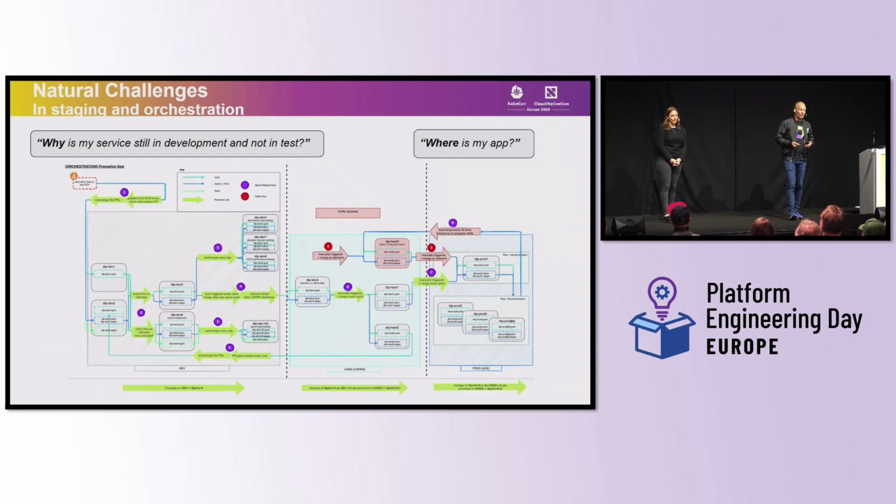There's some more challenges, right? The more stages you have, the more questions will come up. So for instance, where is my service? If I have a new version of my service, is it still stuck in a QA environment because somebody doesn't do all the testing? Is it stuck somewhere, maybe on the way to the customer? It's still behind a feature flag because nobody has yet dared to turn on that feature flag. So the question is often, where is my app?